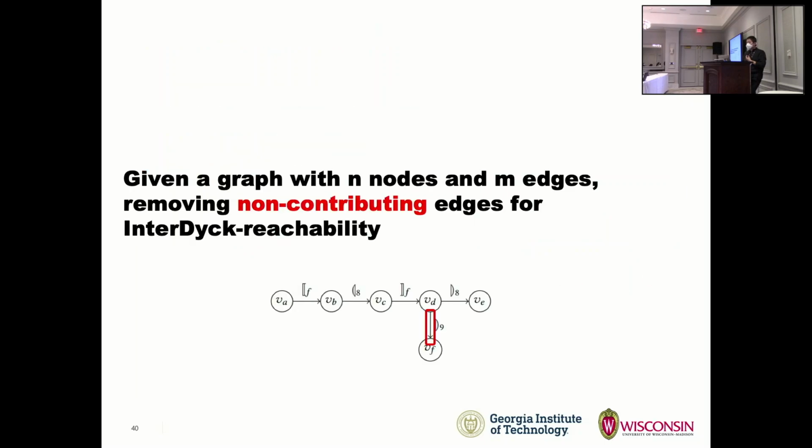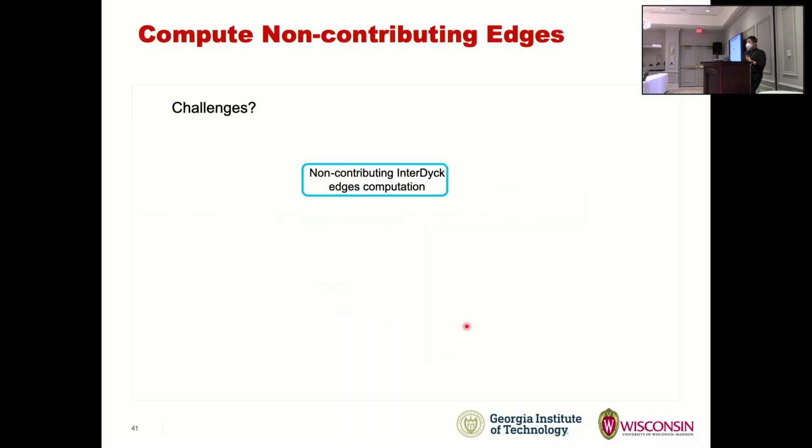So let's state it formally. The specific problem that we are trying to address is that, given a graph with n nodes and m edges, we want to remove all the non-contributing edges. In this particular example, we want to get rid of this closed 9 edge. Before we dive into details, I'd like to invite you to think about what exactly is the problem that we are working on.